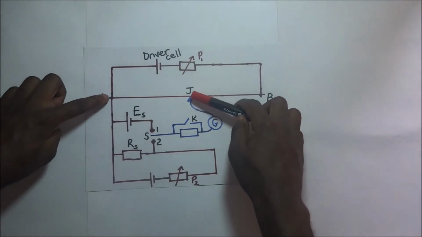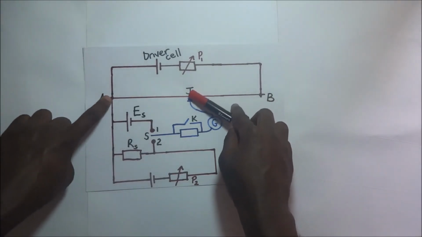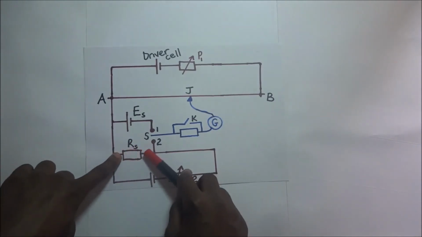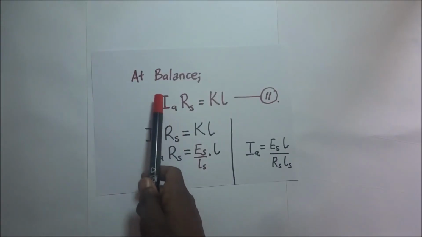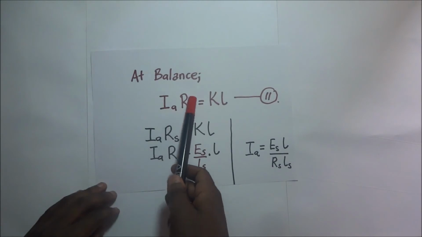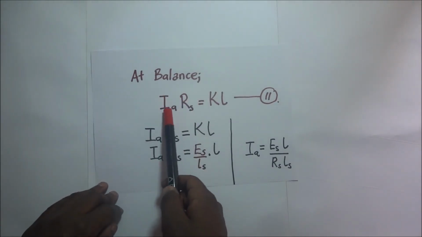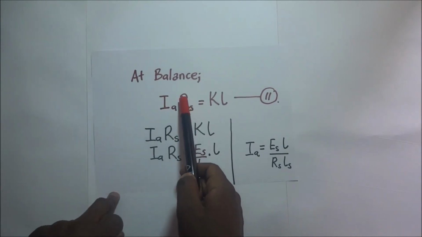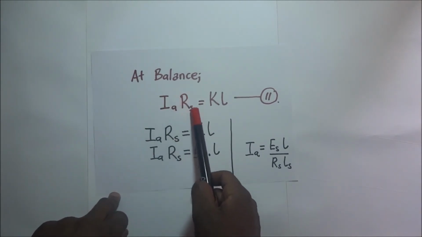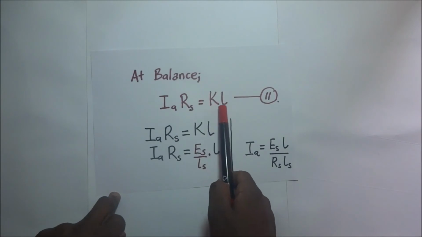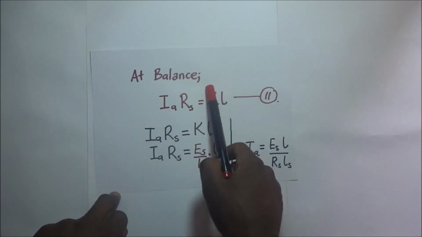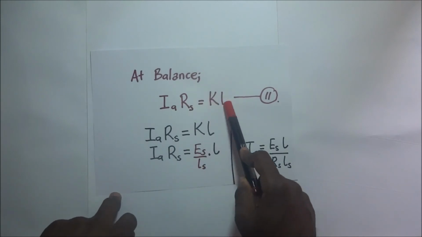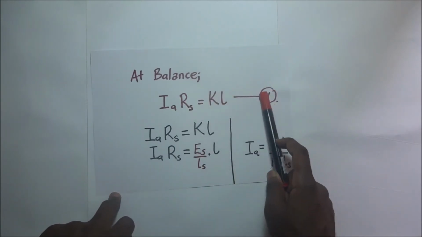Of course, the potential difference across AJ will be equal to the potential difference across this standard resistor. The potential difference across the standard resistor is I times R, I being the current going through the resistor, times the resistance Rs. This is going to be equal to the potential difference across the portion of that wire of the balance length, which happens to be the PD per unit length times the balance length L. And this is our equation 2.